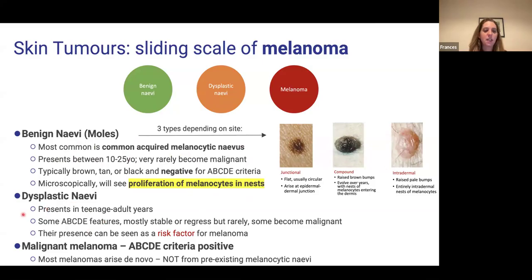Then you have dysplastic nevi, which are more in, again, teenage and adulthood. They have some features that would be characteristic of melanoma. So some of the ABCDE criteria are met, but in this case, they're mostly stable or they regress, and they very rarely become malignant. So if you have dysplastic nevi, you can think this patient might be at risk of developing melanoma because they're starting to get dysplastic nevi. But those nevi themselves are not necessarily going to be the ones that become melanoma, if that makes sense.